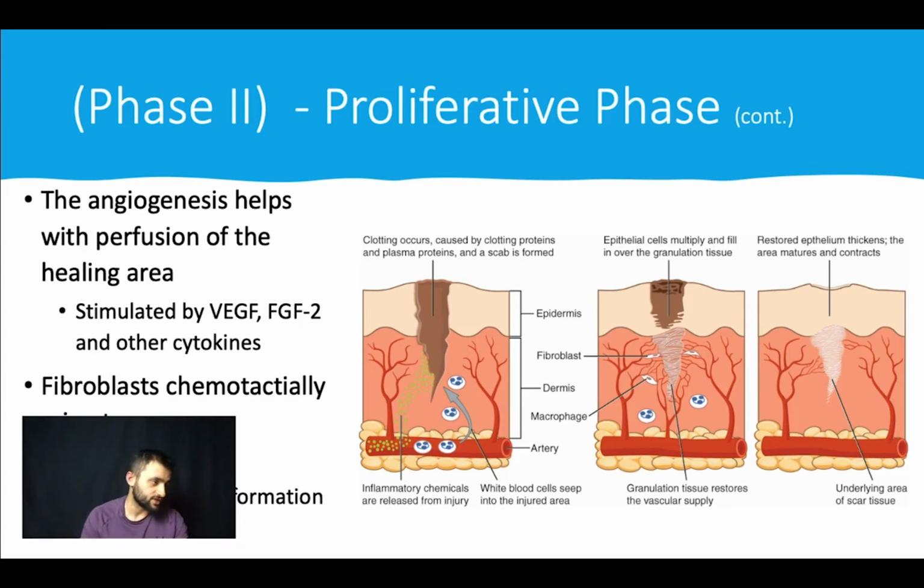So the actual angiogenesis is stimulated by VEGF, okay, and FGF2 and other cytokines. So fibroblasts are chemotactically migrating from a lot of the things that are being released inside of the wound during the first phase, the inflammatory phase, right? And when they get there, they're starting to help form the ECM formation, and they're the ones that are secreting that initial type 3 collagen, okay?